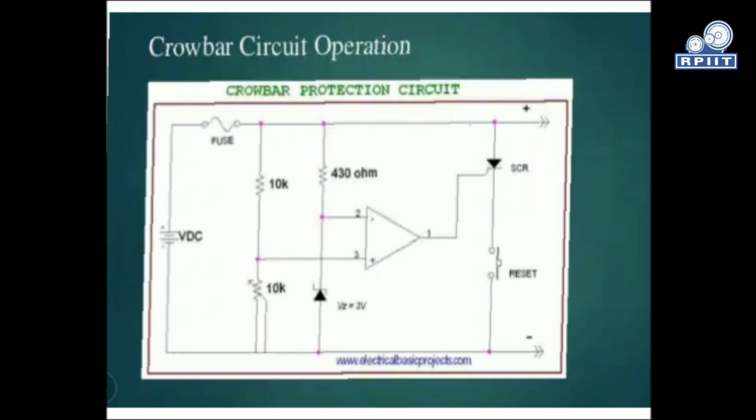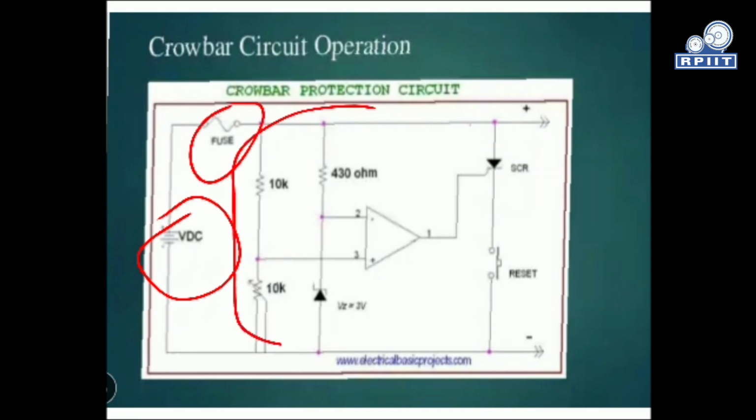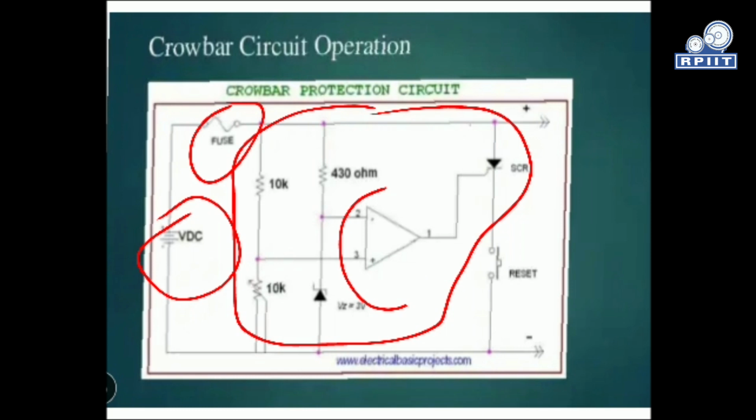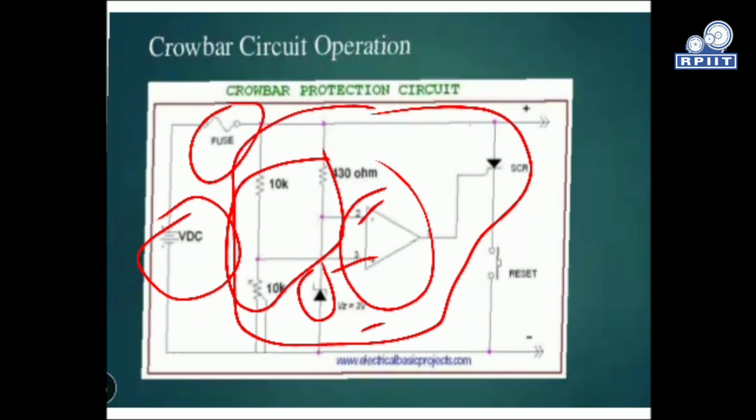We are giving a supply VDC here. We have a fuse, and this is the crowbar circuit, the whole of which we are connecting. This is our thyristor, and the thyristor is connected with our comparator. The comparator has terminals 2 and 3, along with resistances and a Zener diode VZ. The Zener diode has reverse blocking capacity as well. The voltage across the Zener is 3 volts. How this works, we will continue in the next slide.